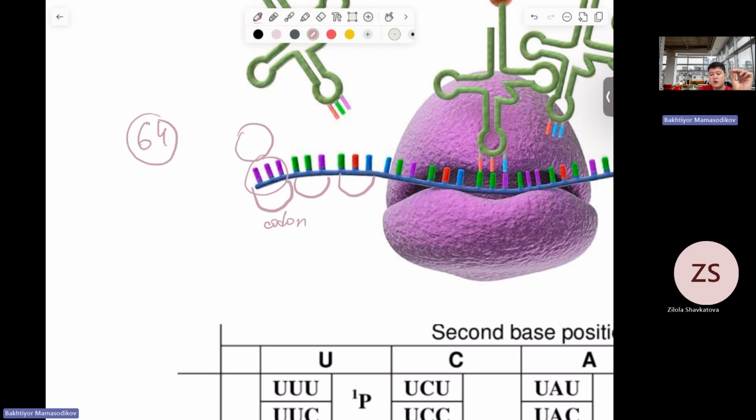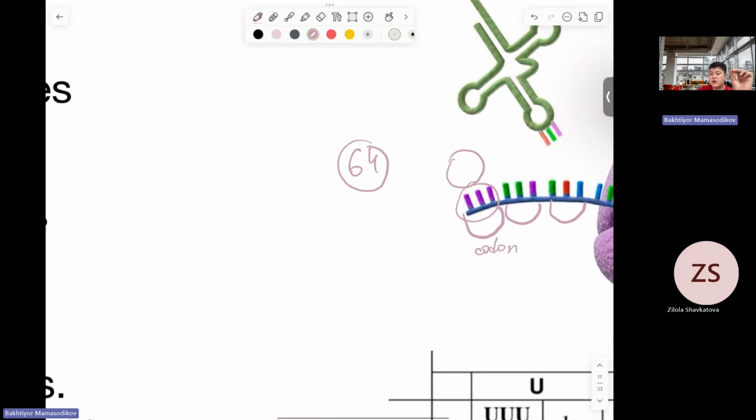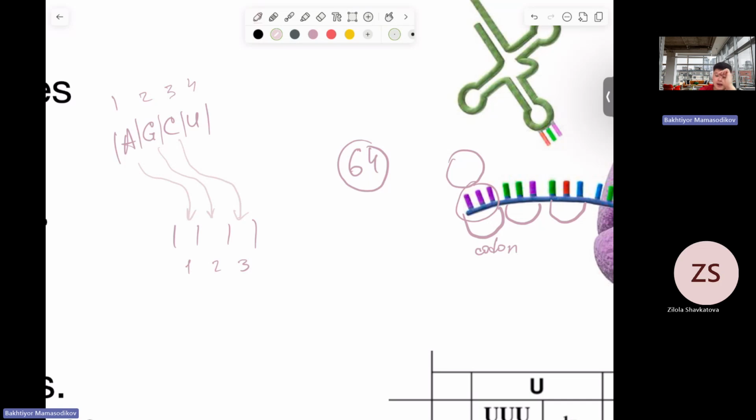64 codons. How did I calculate those 64 codons? Imagine I have how many nucleotides? I have adenine, guanine, cytosine, and uracil, right? I have four nucleotides, and in the codon I have three spaces: one, two, three. Using those four nucleotides in any order, I have to make codons. How many possible codons can I make?